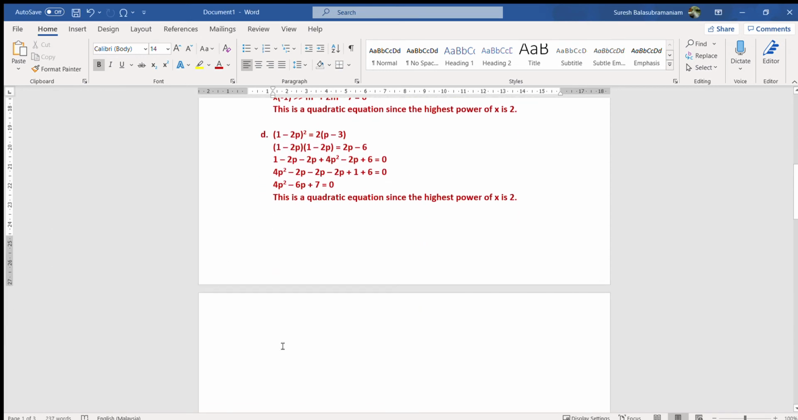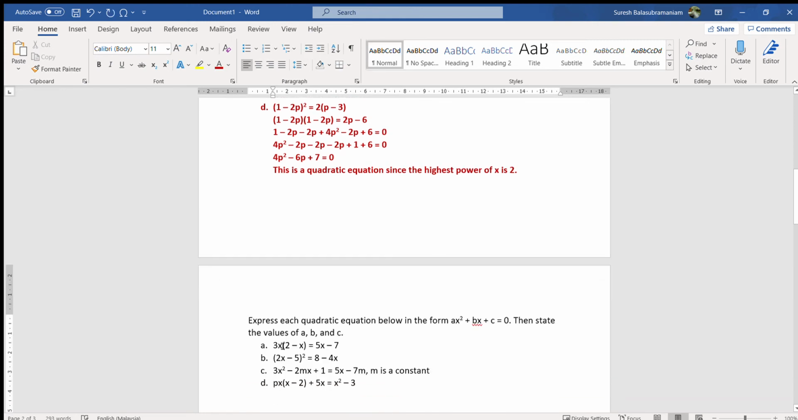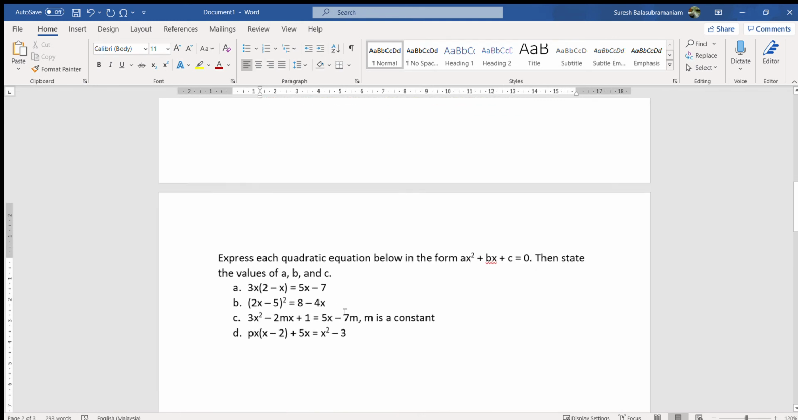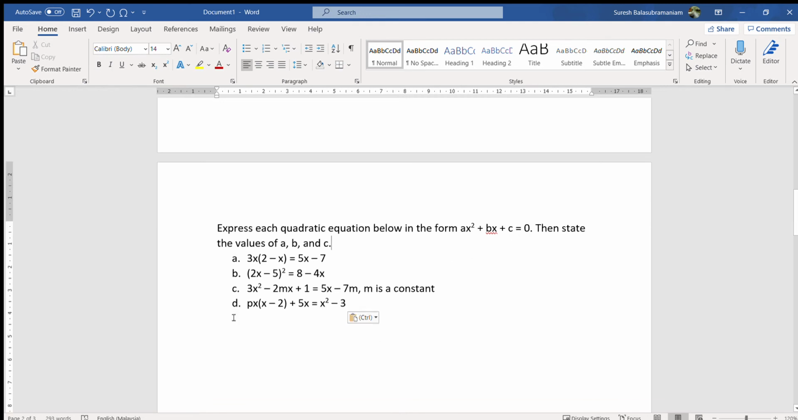Okay, I'll do it here. Express each quadratic equation below in the form of ax square plus bx plus c equals to 0. Then state the values of a, b, and c. So this form is the standard form for a quadratic equation. So first it is x square followed by the x to the power of 1, and the third term will not have any x, equals to 0. So I'll start from a.